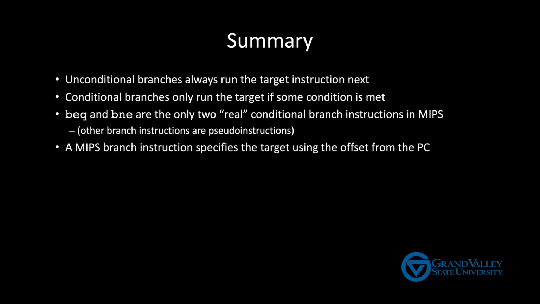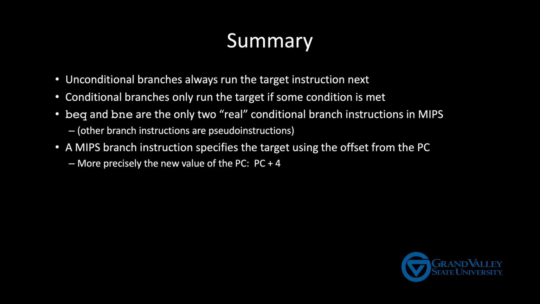The MIPS branch instructions specify the target using an offset from the program counter. They tell you how many instructions away you're branching, as opposed to specifying the complete absolute target address. And to be precise, the offset is given from the address of the next instruction from the program counter plus 4. And we'll see why that is when we get to pipelining in a few weeks.